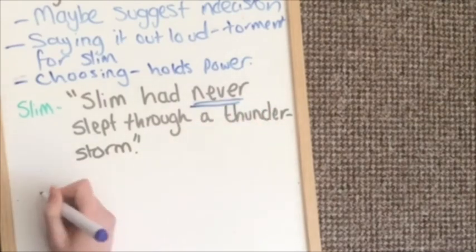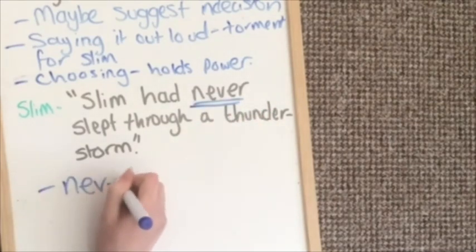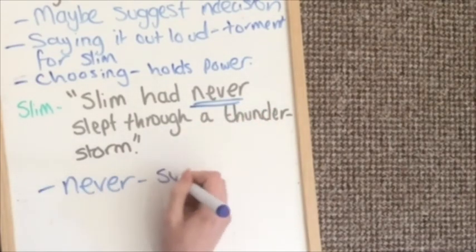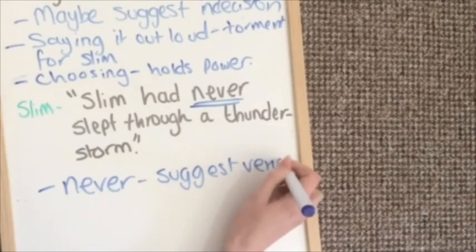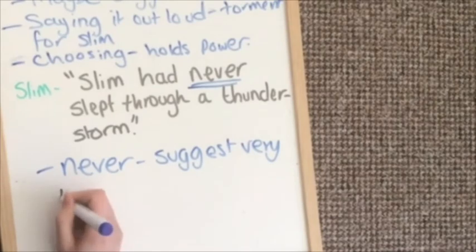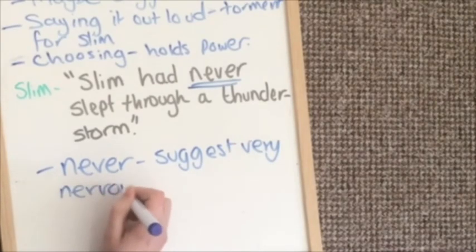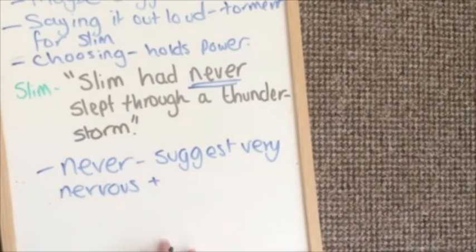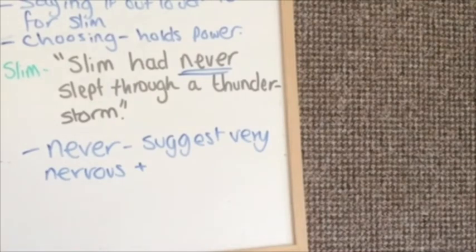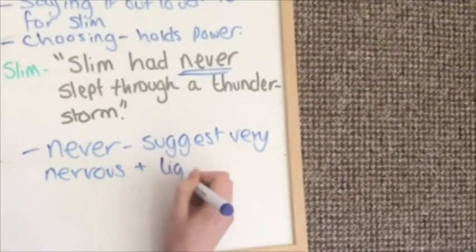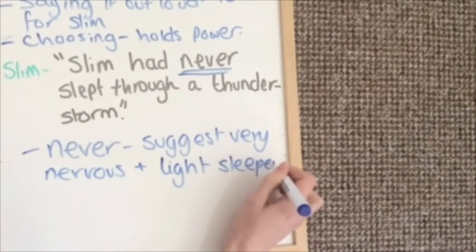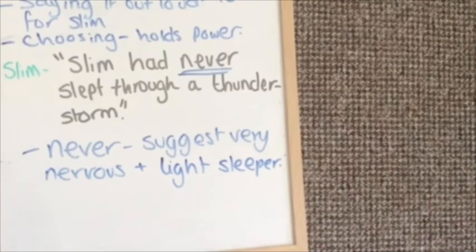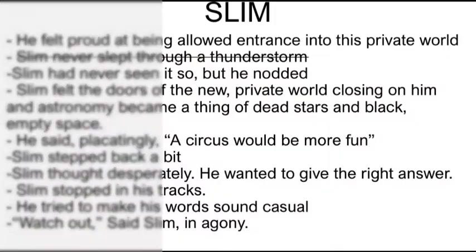So here we are back to the whiteboard. Slim had never slept through a thunderstorm, so I think the most important word here is "never," right? Never slept through a thunderstorm tells me a lot about Slim. It suggests that he is a very light sleeper, that he's nervous, right? He's never slept through a thunderstorm. He knows that. He's aware that every thunderstorm that's ever happened, he's been awake for, because he's a stressed person, right? So he's a light sleeper, he's nervous. So that's what I get from that.